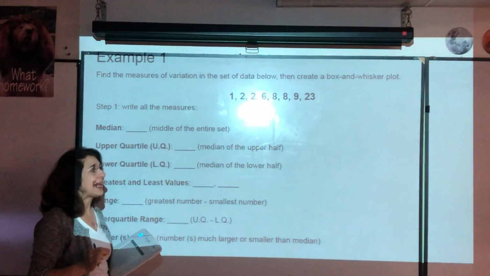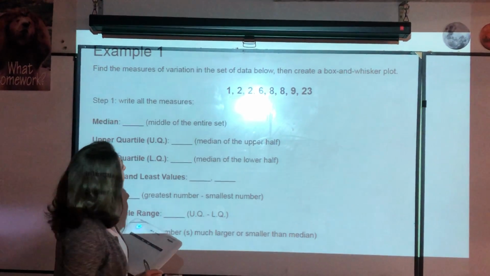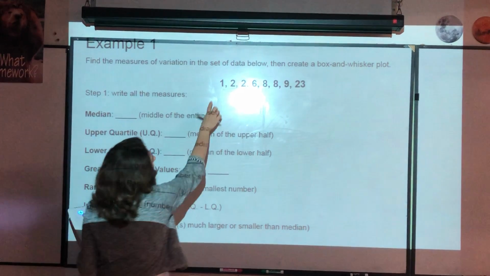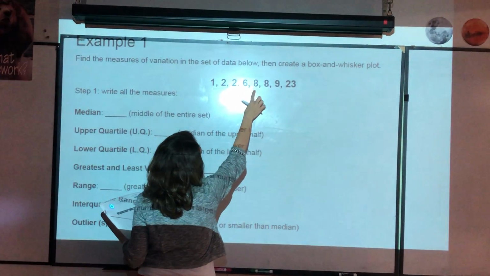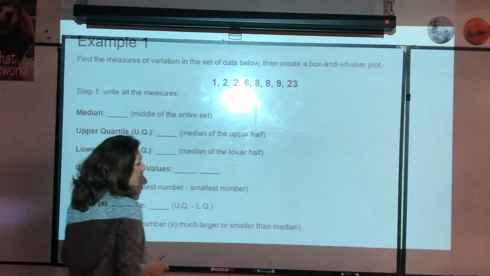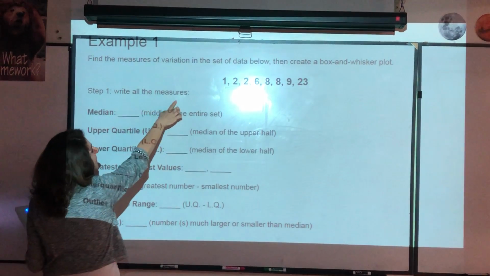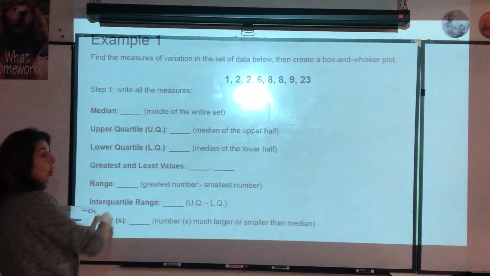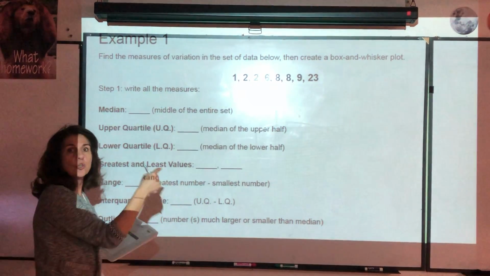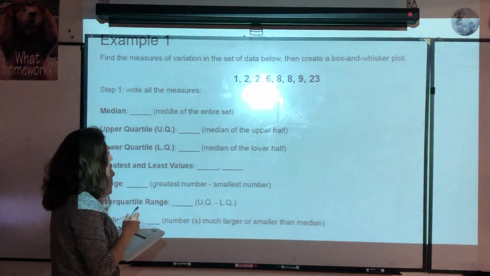Then create a box and whisker plot. Here's my data: 1, 2, 2, 6, 8, 8, 9, and 23. So the first step, write all the measures. I need to find all this information so I can put that in my box and whisker plot.